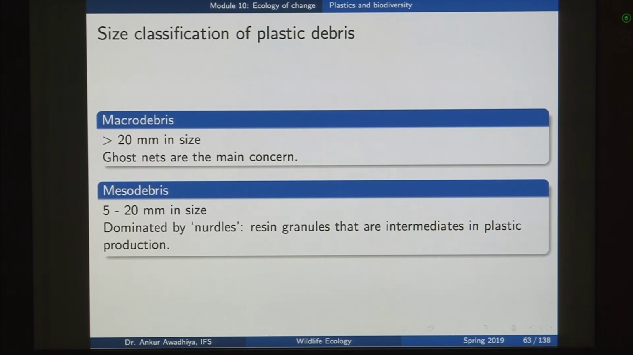The second category is meso debris. Meso is in between. So, 5 to 20 millimeters in size, they are meso debris, and these are dominated by nurdles, which are resin granules that are intermediates in plastic production. Now, how are plastics made? So, you take out petroleum, you make chemicals out of it, then you polymerize those chemicals so that you have the basic building blocks of plastic.